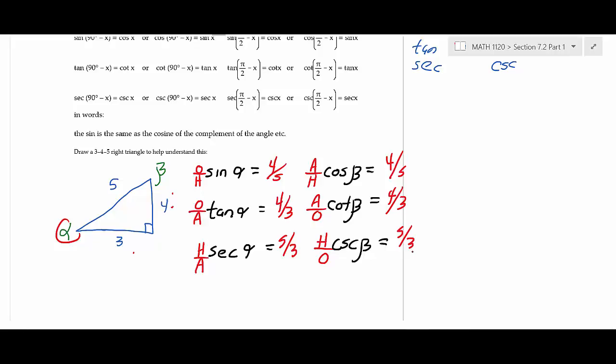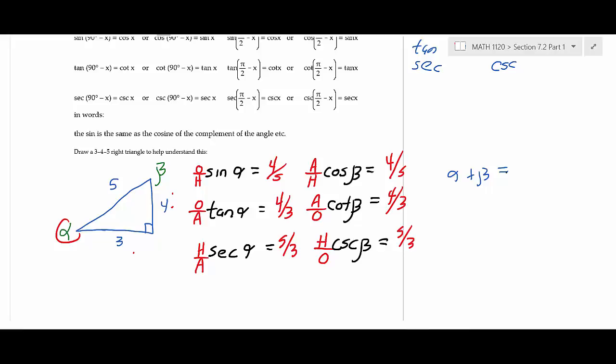So here's the other connection you've got to make. If you take alpha and add it to beta, you would have to know what that is. How many degrees do all three angles of a triangle always add up to? 180. So if that's already 90, what do those two add up to? 90 also, right? Okay. Do you remember what we call it if two angles add up to 90? We call them complements, okay? Complementary angles.